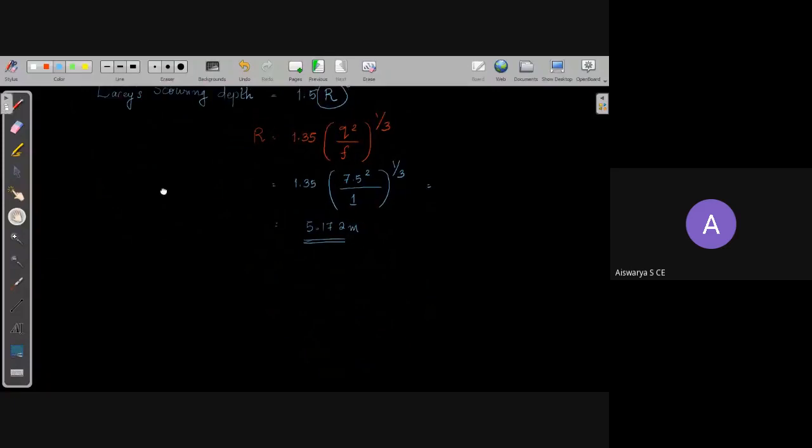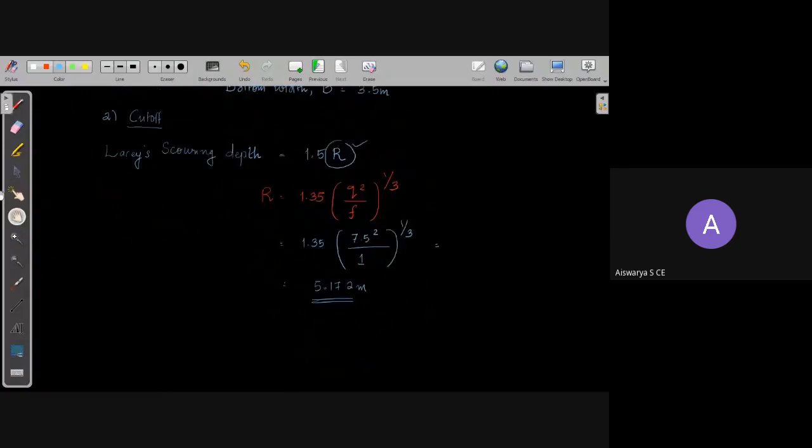Okay, now we have got the value of R. Now we need to find out the scoring depth. So scoring depth is equal to 1.5 R, which is equal to 1.5 times 5.172, which is equal to 7.758 meter. Now we have got the value of 1.5 R.